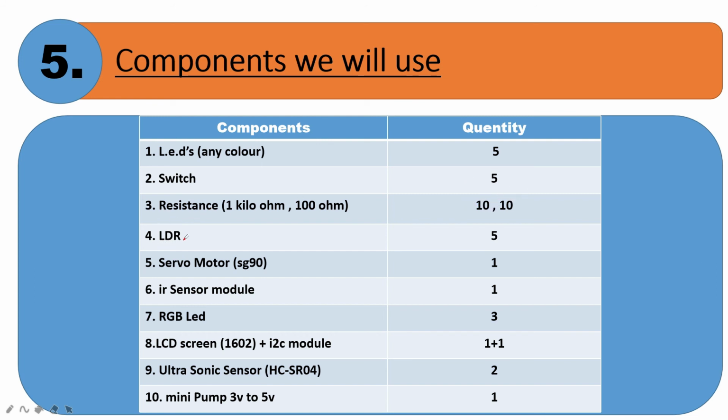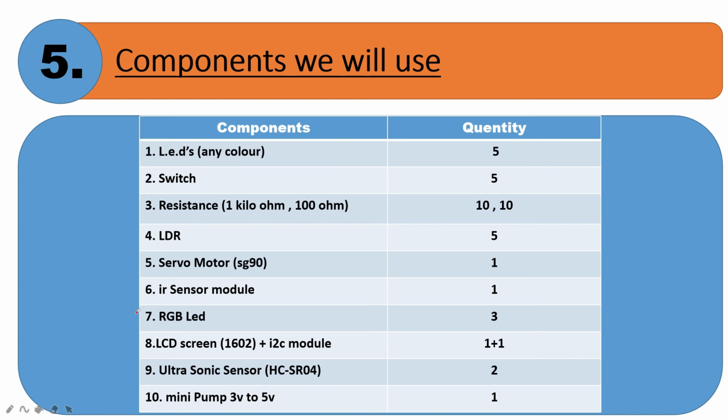Then next is LDR. LDR means light dependent resistor. So just buy 5 light dependent resistors. And next is servo motor SG90. In an upcoming video we will also see how to connect a servo motor with Arduino. You can also have more than one servo motor, but I will suggest for now just buy one because you are a beginner. Then one IR sensor module. Yeah, this is very important.